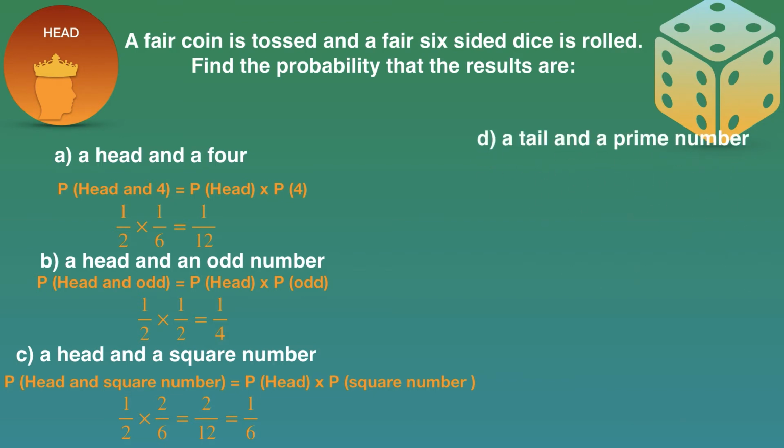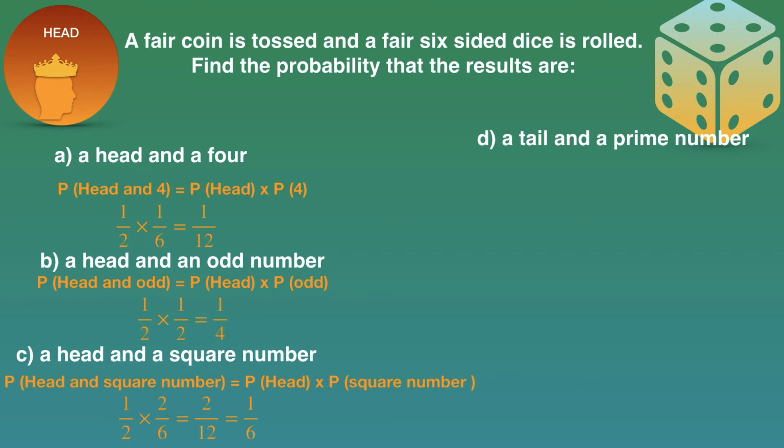In part D, we need to find the probability of getting a tail and a prime number. 1 is not a prime number as it only has one factor, which is itself. Remember, a number is only prime when it has only 2 different factors. One of them is always 1 and the other one is always the number itself. Therefore, 2, 3 and 5 are prime numbers on a dice because they only have the factors of themselves and 1. Therefore, the probability of getting a prime number is 3 out of 6.